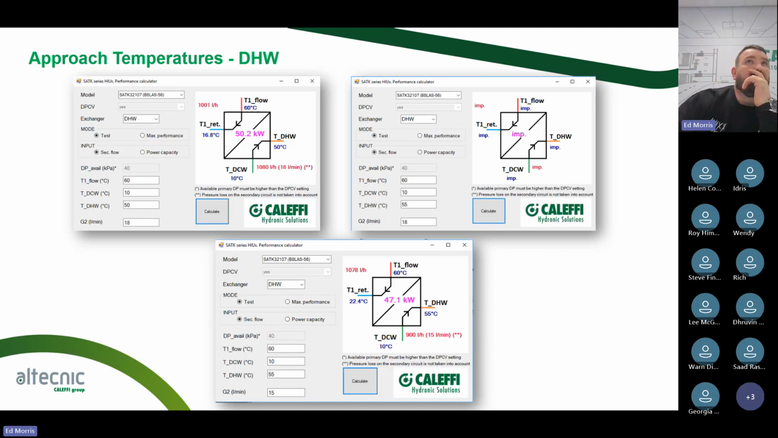If we move on to domestic hot water approaches, we can see here again, we've got different temperatures approached onto the network. We've got flow temperatures of 60 degrees, then 55 and a 50-degree temperature, and we can see how that impacts the return temperatures. So at 55 degrees, return temperature is 22 degrees. On a 50-degree flow, we're looking at 16 degrees.